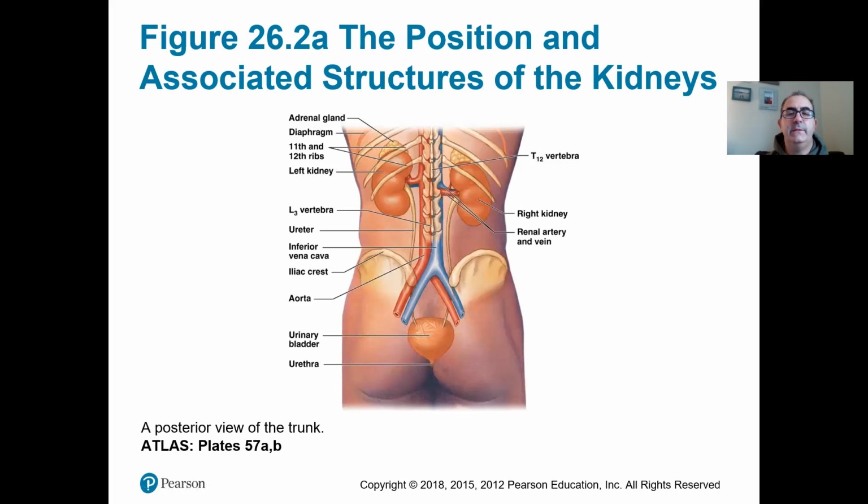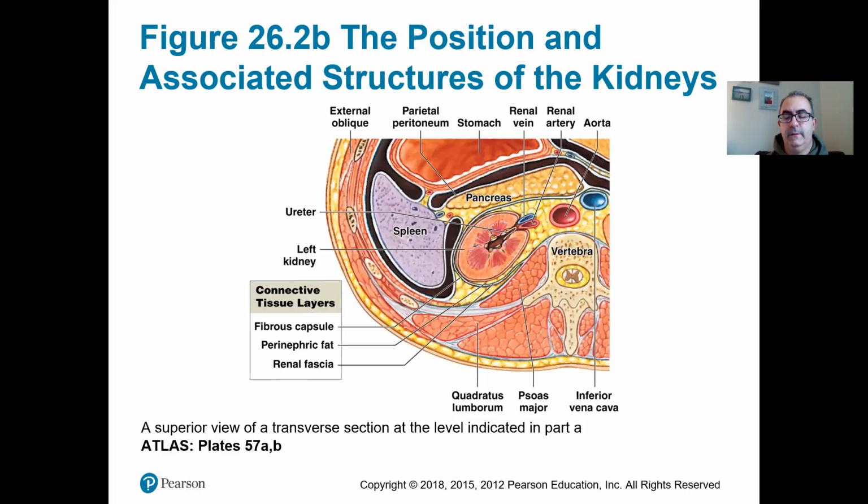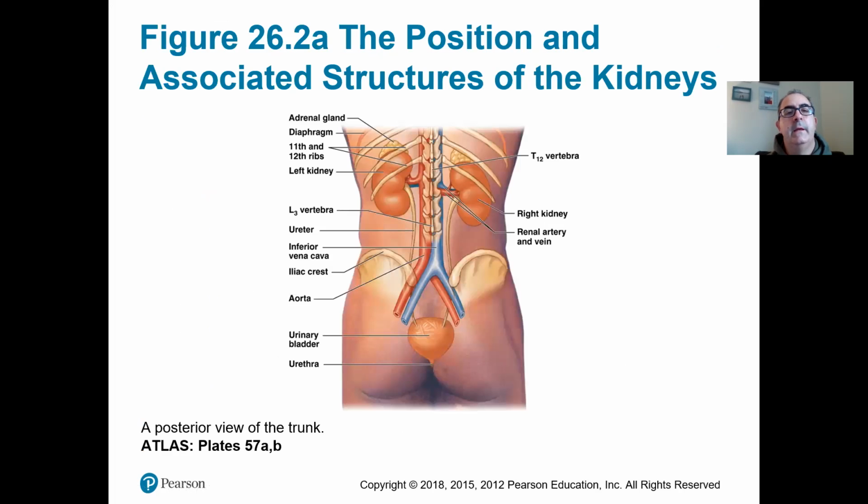So how do your kidneys do this? Well, in each kidney, we should go through your kidneys first. So the position and the associated structures of the kidneys, again, here are the kidneys. You have a right renal artery and renal vein and a left renal artery and renal vein. Those are going to your kidneys.